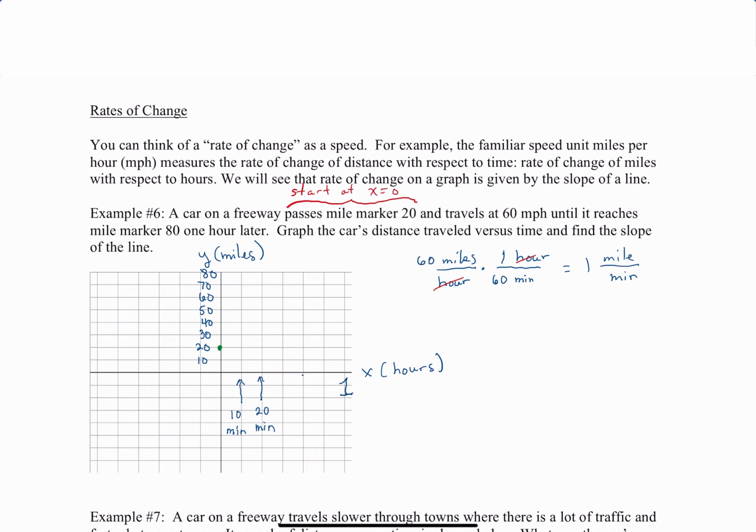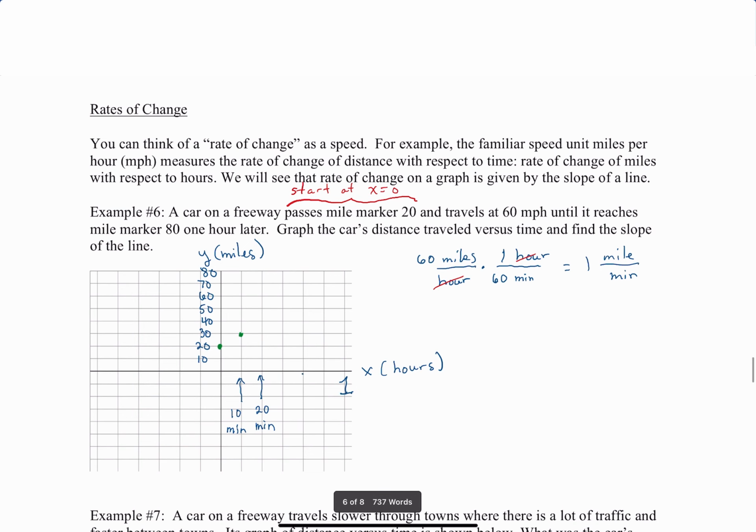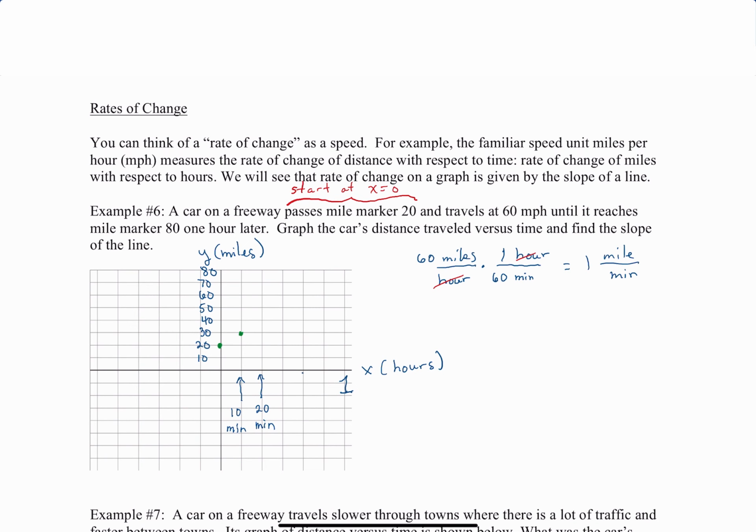So in 10 minutes, we'll have gone 10 miles. So I can put a dot at the 10-minute mark, which is the same thing as 1/6 of an hour, up at 30 miles. And every next sixth of an hour, in other words, every next 10 minutes, we go 10 more miles until the end of the problem after 1 hour, where we've reached the 80-mile mark. So there's a graph of miles versus hours.